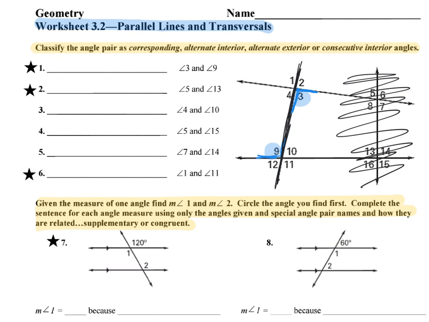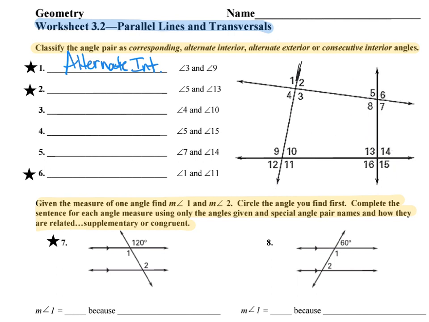And what I notice is that I have the Z, and that is an example of the alternate interior angles. So that's what we're going to answer. Now I'm going to erase what we have going on here, and I will do the next question.